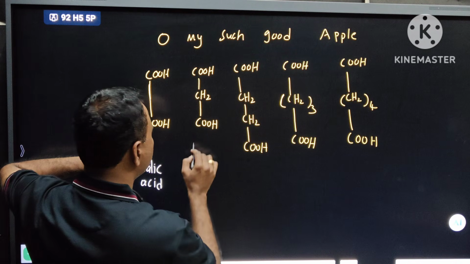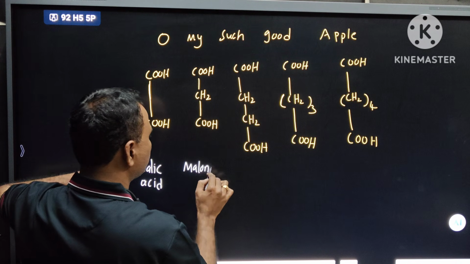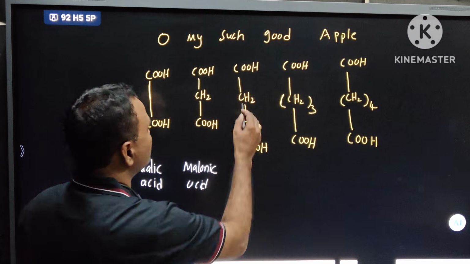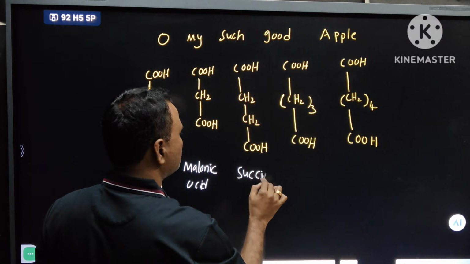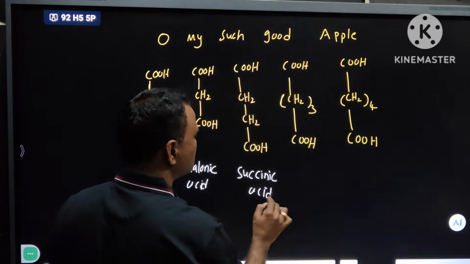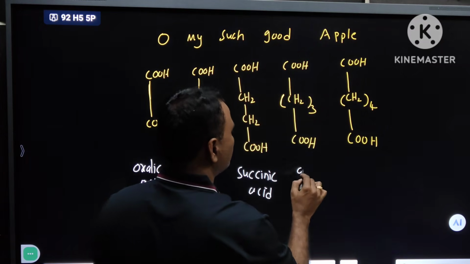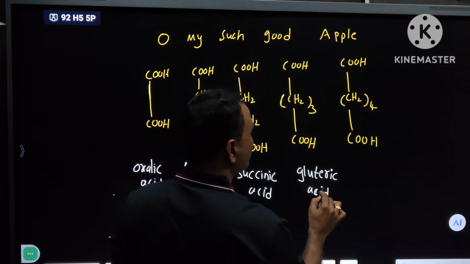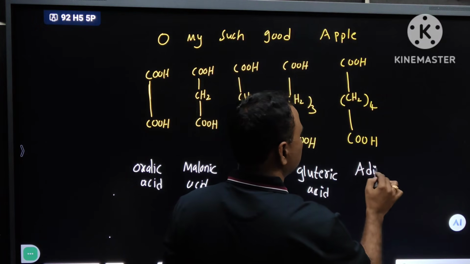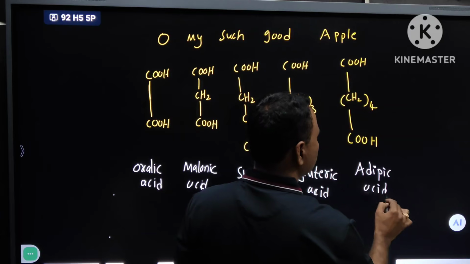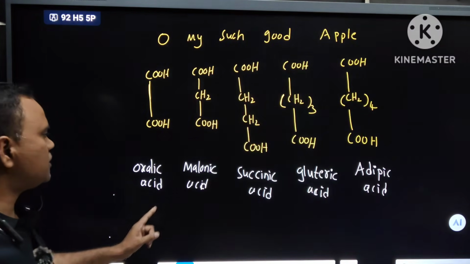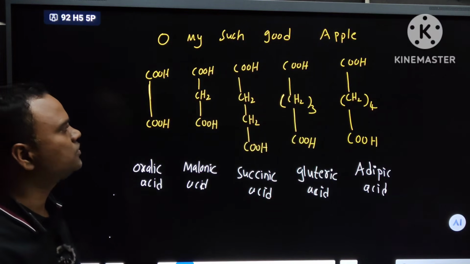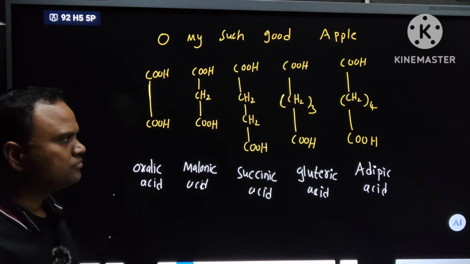Okay. Oxalic acid. Malonic acid. Succinic acid. All these are common names. Glutaric acid. Adipic acid. Oxalic acid, malonic acid, succinic acid, glutaric acid, adipic acid. Oh my such good apple code. Got it? Both of you. Clear?